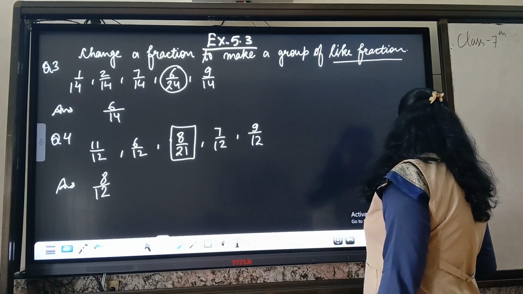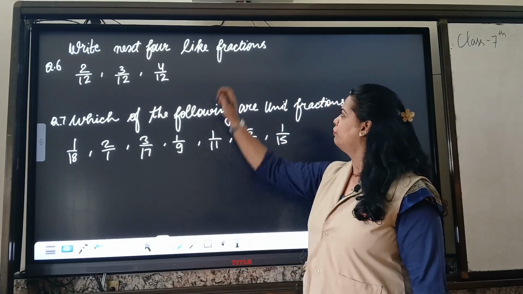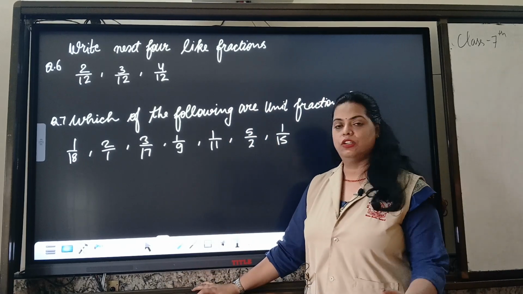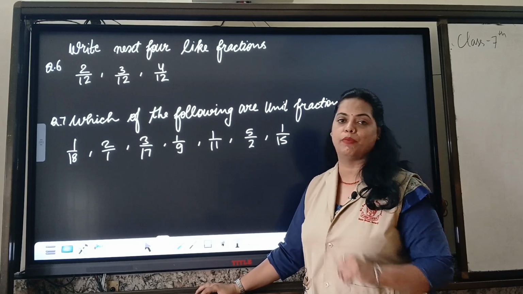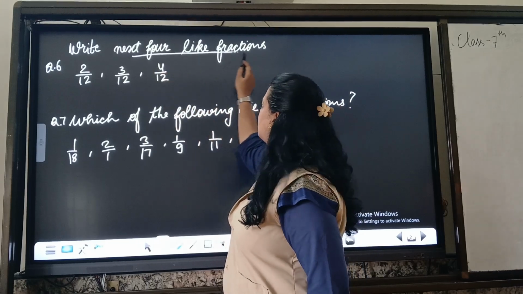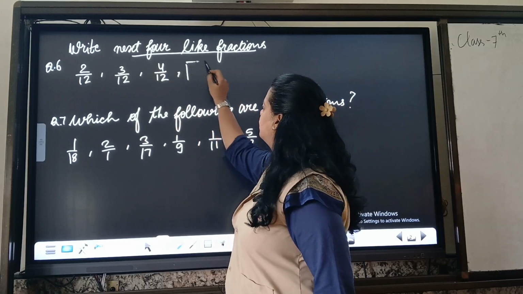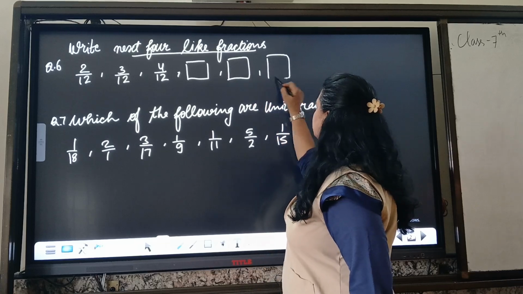Moving towards the next question, we have to write the next 4 like fractions. Right now I explained to you all, like fractions stand for those fractions which have the same denominator. So we have to write the next 4 numbers which are like. So I will continue it. I will write all the answers in these boxes.